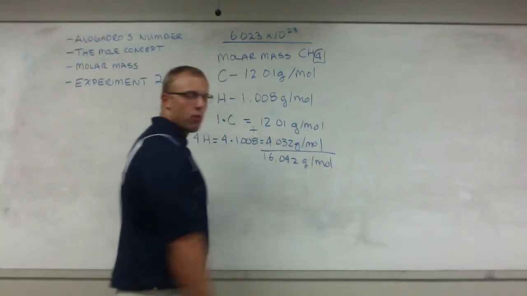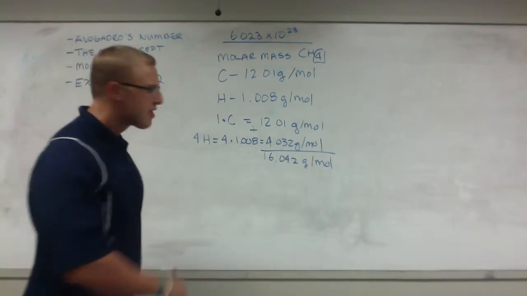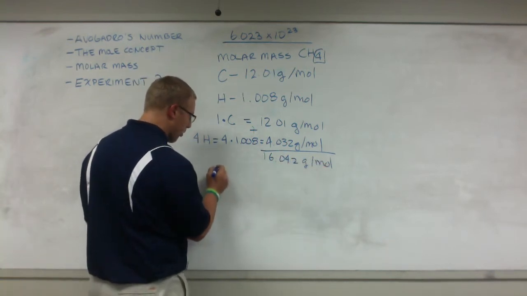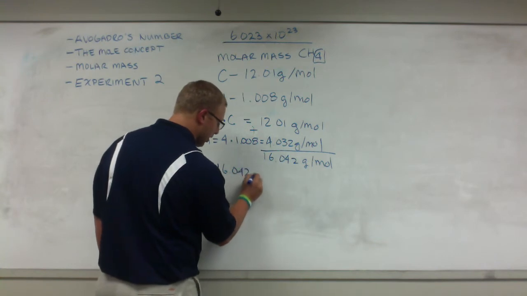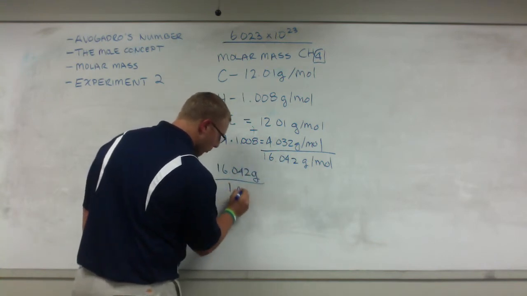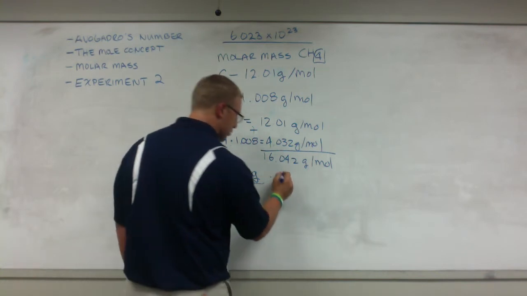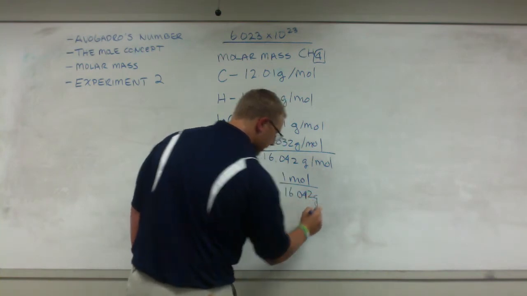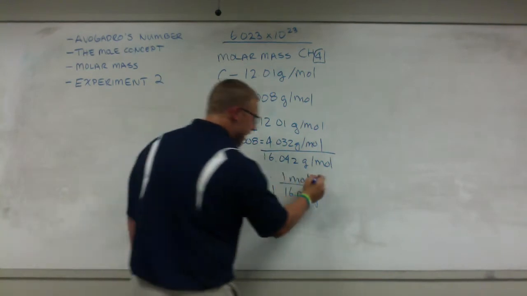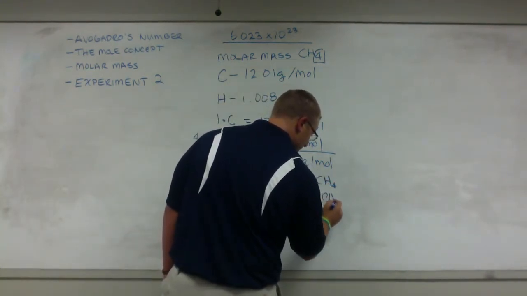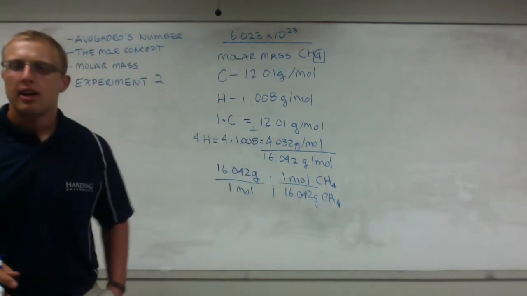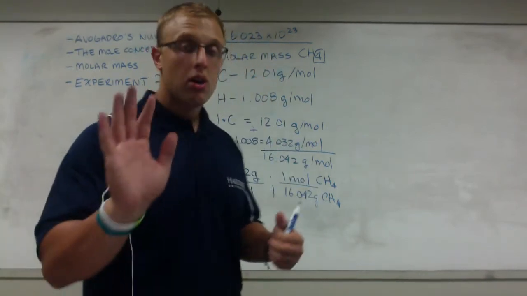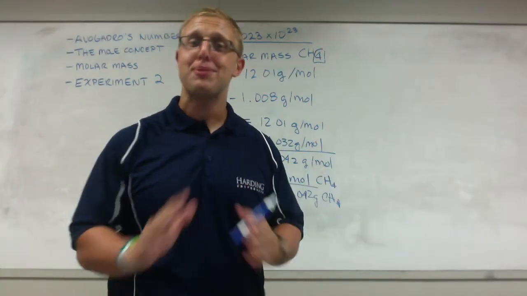So we've added our molar masses together. Well, now we can make our conversion factors, right? So this means grams per mole. So then this is 16.042 grams per 1 mole. We can also make the opposite, which is 1 mole over 16.042 grams. Right? And this is of CH4. So you can see that for each individual molecule, there would be a different molar mass. Right? So now we have everything we need to proceed with the experiment.